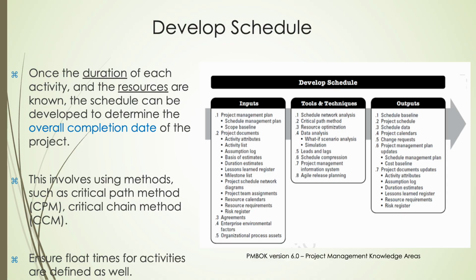The outputs of this process include the creation of a schedule baseline, a detailed project schedule, and updated project documents and management plans. Techniques such as identifying float times for each activity and analyzing dependencies allow for better flexibility and risk management throughout the project lifecycle. This structured approach ensures that project timelines are realistic, achievable, and aligned with organizational goals, enabling efficient monitoring and control as the project progresses.